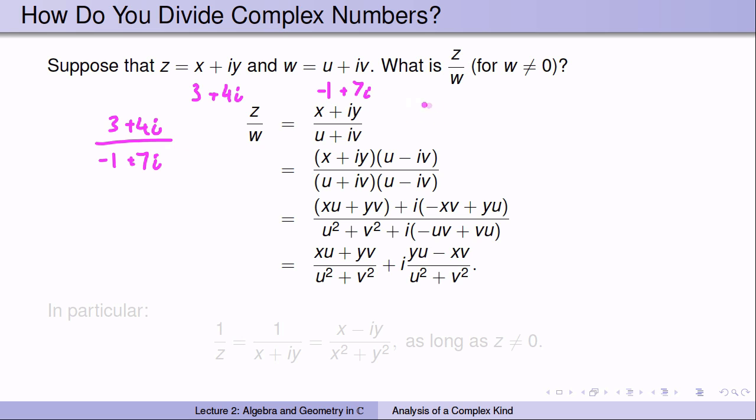Well, the idea is to multiply top and bottom by this number u minus iv. So almost the same as the bottom, but I'm multiplying it by the bottom number with a plus replaced by a minus. So in our example here, I would have still my top 3 plus 4i divided by negative 1 plus 7i. But now I would multiply top and bottom by negative 1 minus 7i. So it's almost the same as the bottom, but I'm replacing this plus here with a negative sign.